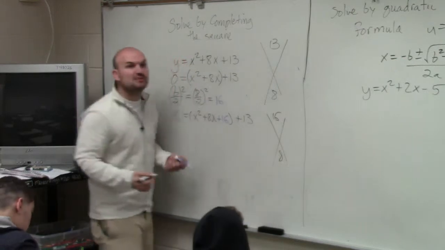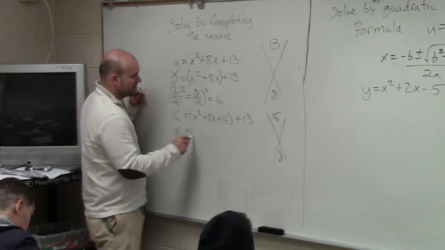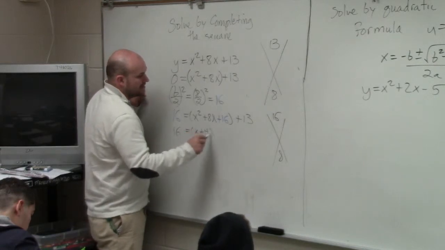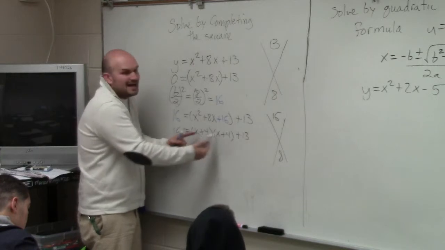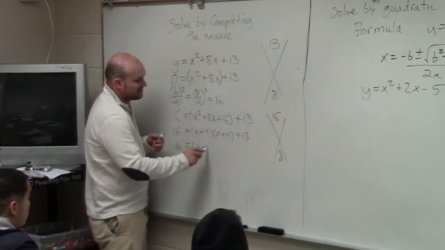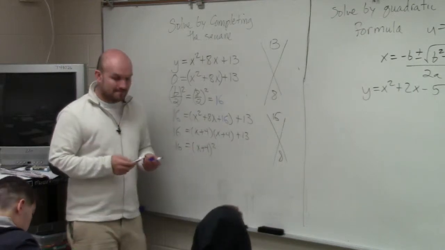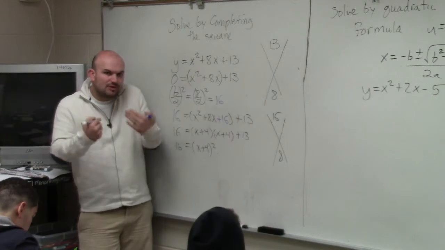What two numbers multiply to give 16 and add to give 8? It's 4 and 4, right? So I could say 16 equals x plus 4 times x plus 4 plus 13. But really, guys, we don't write x plus 4 times x plus 4. We can just write 16 equals x plus 4 squared. OK? Now, why is it important to do this?